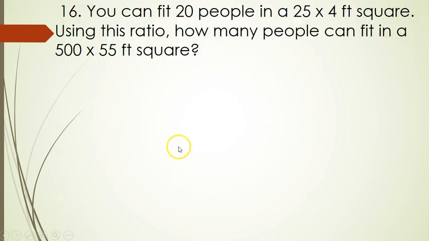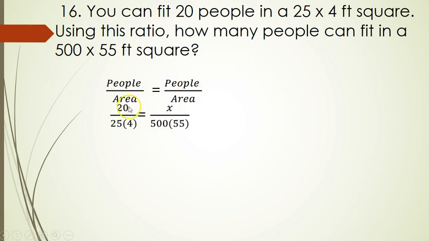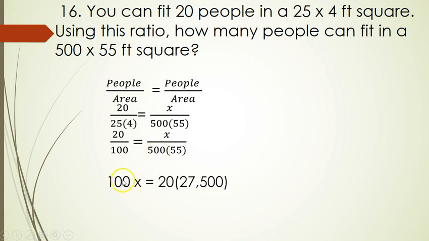Then 16 says you can fit 20 people in a 25 by 4 square foot area. Using this ratio, how many people can you fit in a 500 by 55 square? So this is people over area is equal to people over area. We're going to take our 20 and put it where our people are. We're going to pick our 25 times 4 and put it where our area is. And do the same thing down here, only we're going to solve for the people up here. So we're going to do 20 over 25 times 4 equals x over 500 times 55. That's 20 over 100 equals x over 500 times 55.